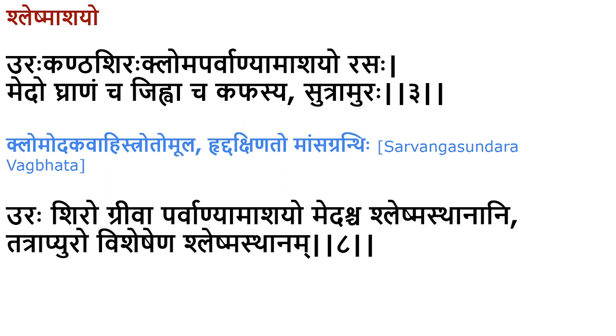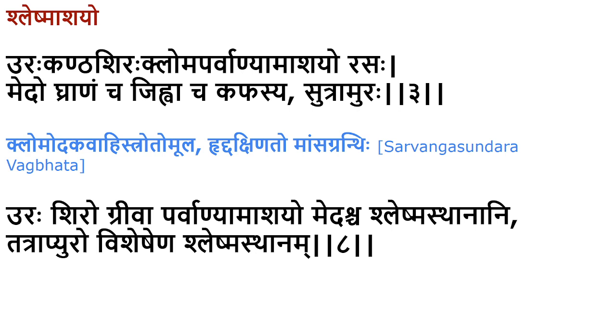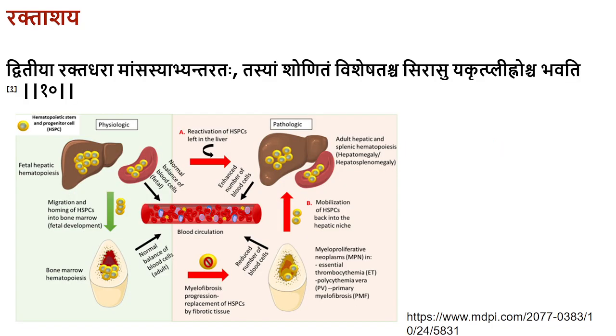A fleshy structure is considered as cloma, and maybe it could be pancreas. Then the other way, we go back to the issue. Urashivo Griva Parvani Amashavu Medasha Shleshmastanani, Tatrapi Uraha Visheshana Shleshmastanam. This is what Charaka has said. Now, the Urasthana, what is that? At one context, Amashaya is considered as the Kapasthana. In another context, Uras is considered as the Kapasthana. Again, there is no need of confusion. Amashaya is about the stomach part, which is also a part of the upper abdomen, which is a part of the thorax area, as well as it also relates to the respiratory functions, which could be considered as the Kapashaya.